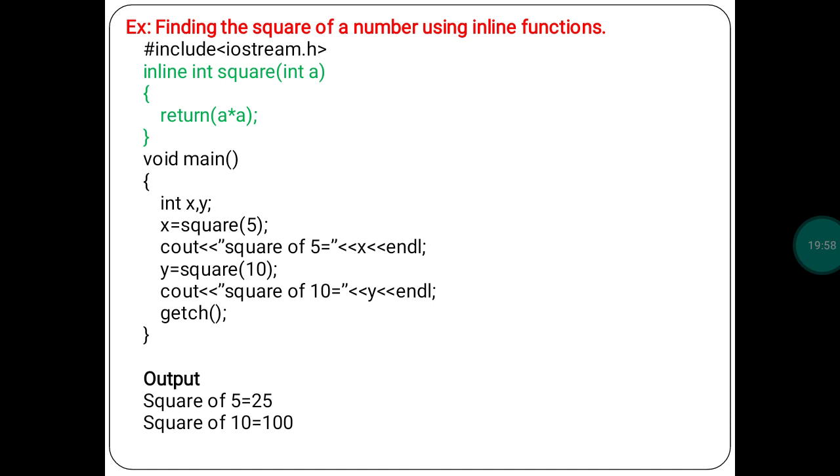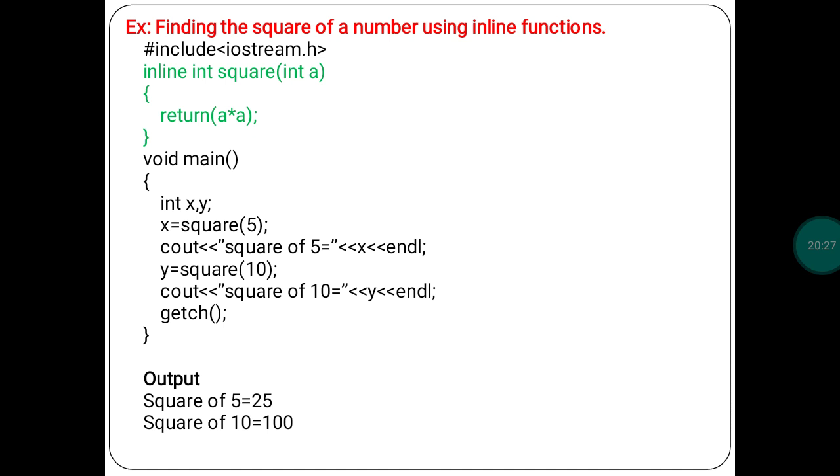So see here, inline int square(int a). Inline is a keyword, int is the return specifier, square is the function name, int a is the argument. The opening brace means the inline function is open, return a into a. We are going to find the square of a number, means a into a, bracket complete, closing brace means the inline function is just closed. And void main, opening brace means the main function is open, int x, y.